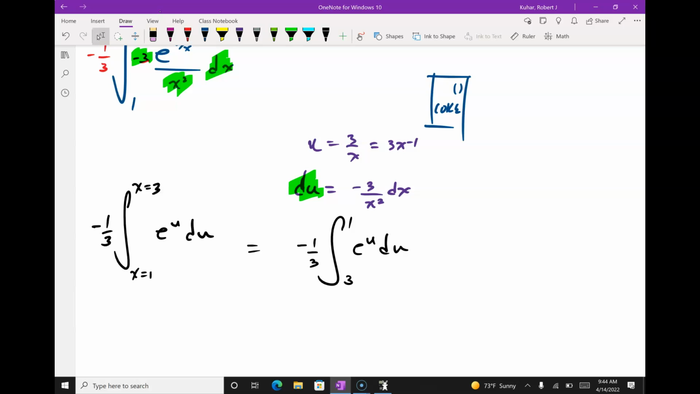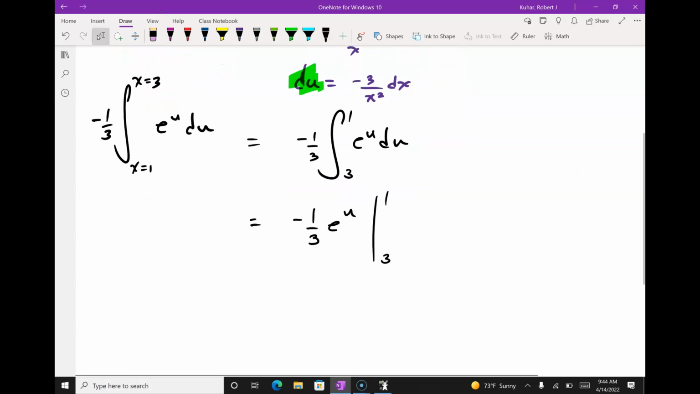So which one do you want to do? The right one. Good answer. Negative 1/3 of e to the u evaluated at 1, evaluated at 3, and then subtract. That's so quick, right? I know the antiderivative of e to the u is e to the u plus c, but I don't care about the c because when I evaluate and then subtract, the c's are going to go away, right? So I get -1/3 e to the 1 minus a -1/3 e to the 3.